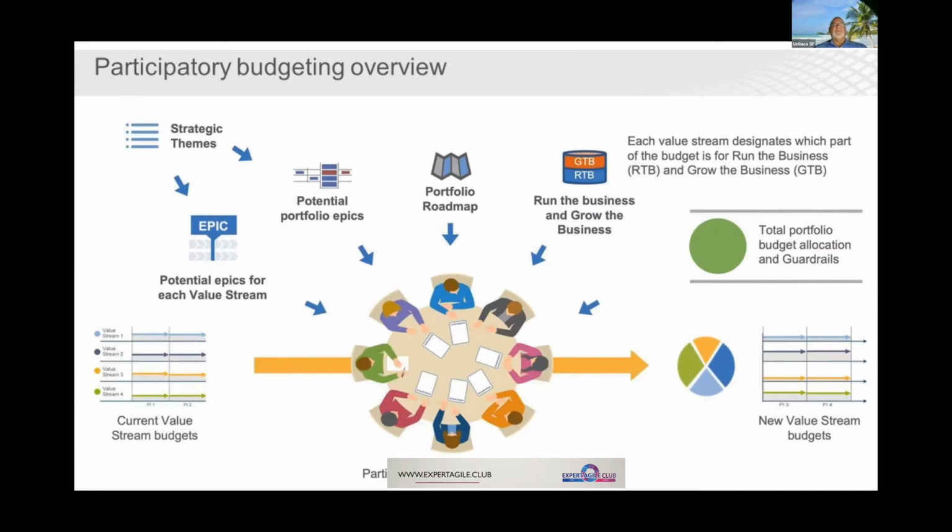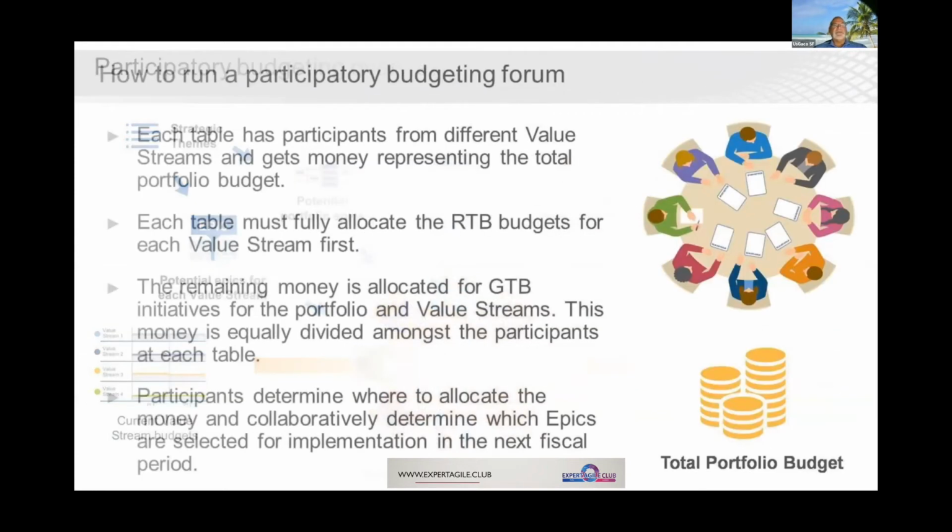So how do you run the participatory budgeting? Each table has participants from different value streams, and gets money representing the total portfolio budget. So say it's $50 million. Each table must allocate the run the business budgets. Okay, so then if it's, let's see, 1, 2, 3, 4, 5, 6, 7. Each person at the table has a certain amount of money. They have to fork over the money for the run the business budget. Okay, they only have so much left.